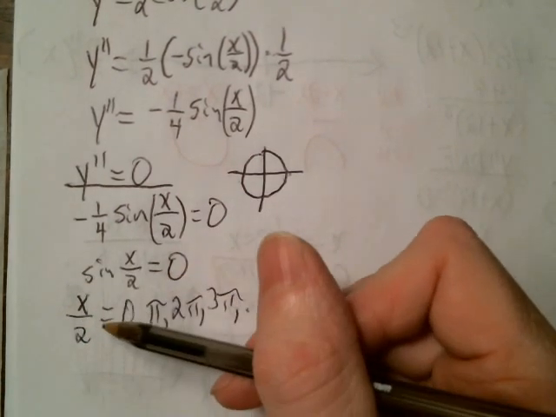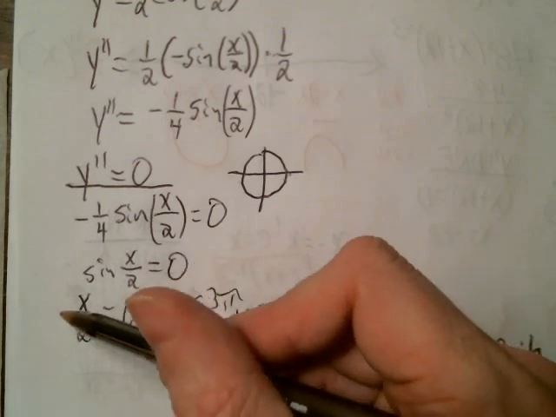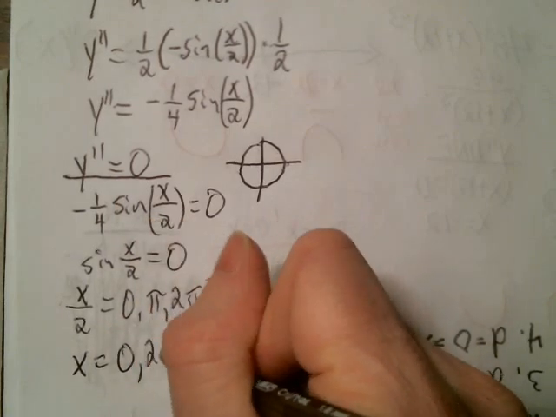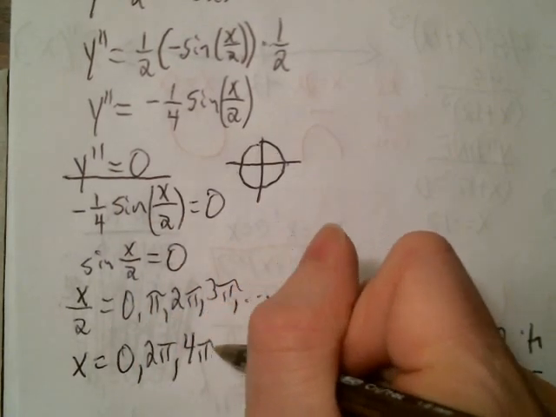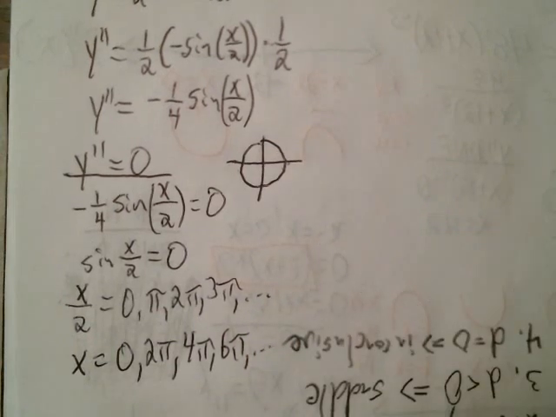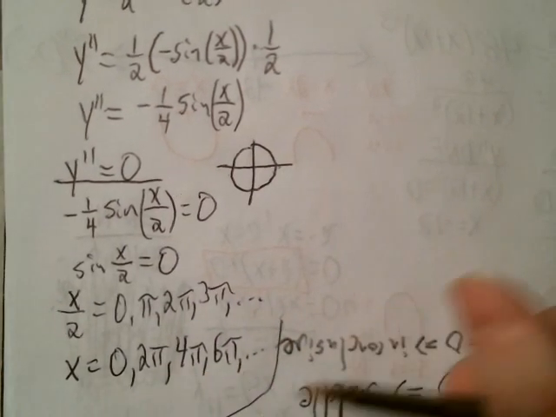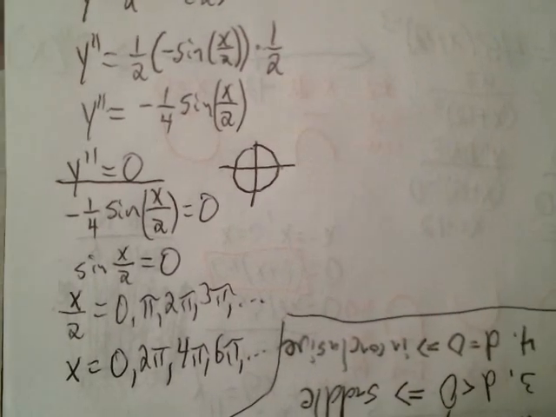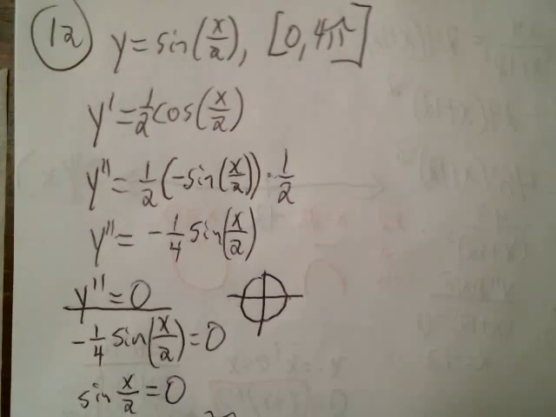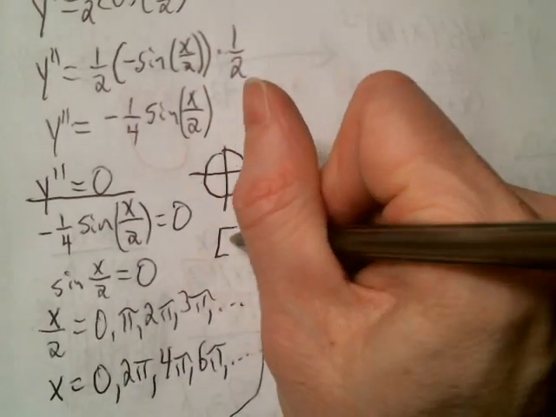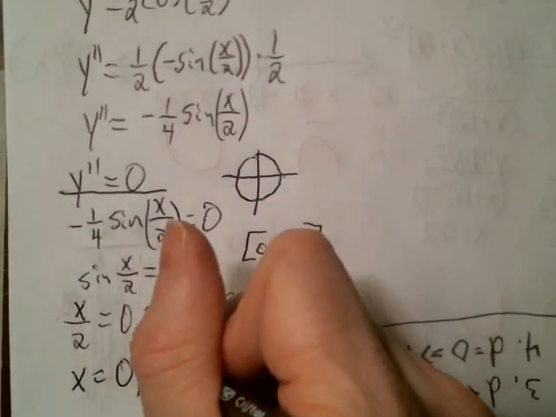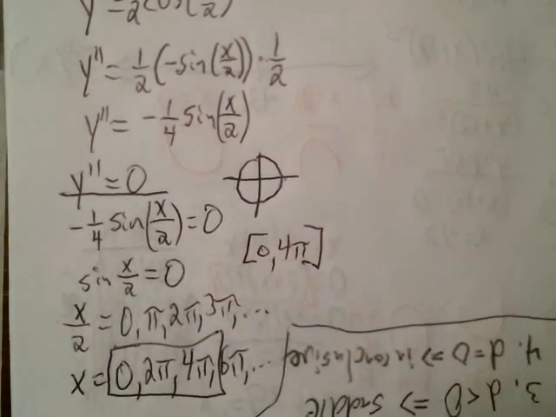So we want in particular the x values, right? If you multiply both sides by 2, then you'll have x equals 0, 2 pi, 4 pi, 6 pi, etc. And of course, there's negative ones on the other side, but we won't be using those anyways. Okay, so which ones are in our interval? We're trying to find the ones from 0 to 4 pi, right? And that'll be these characters right here.